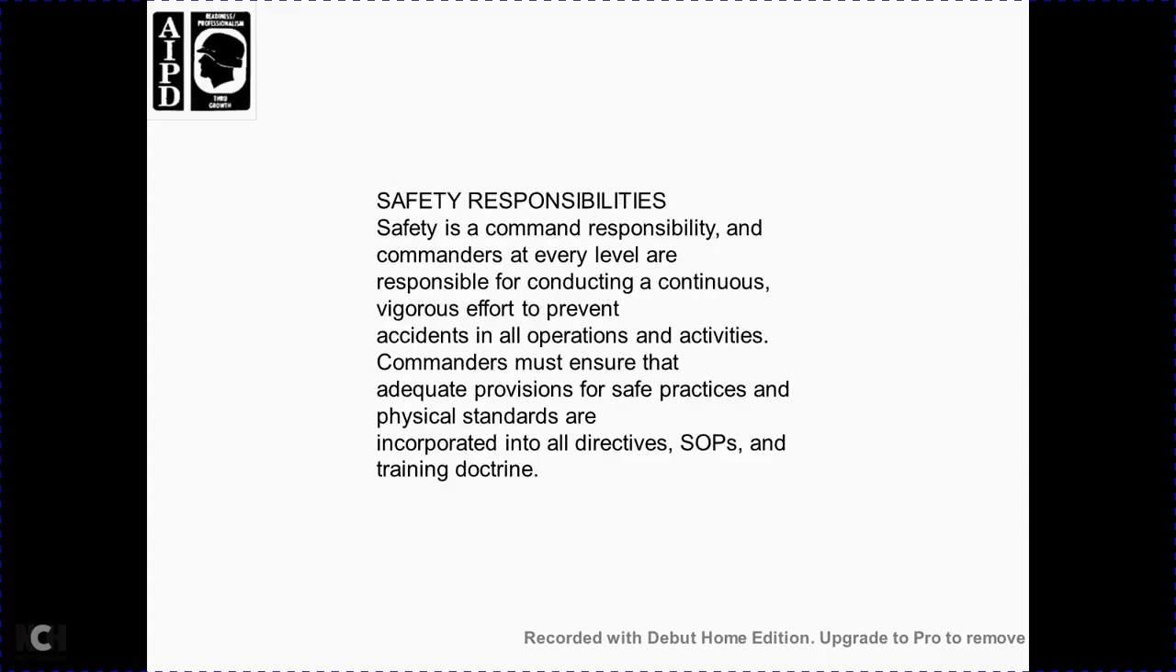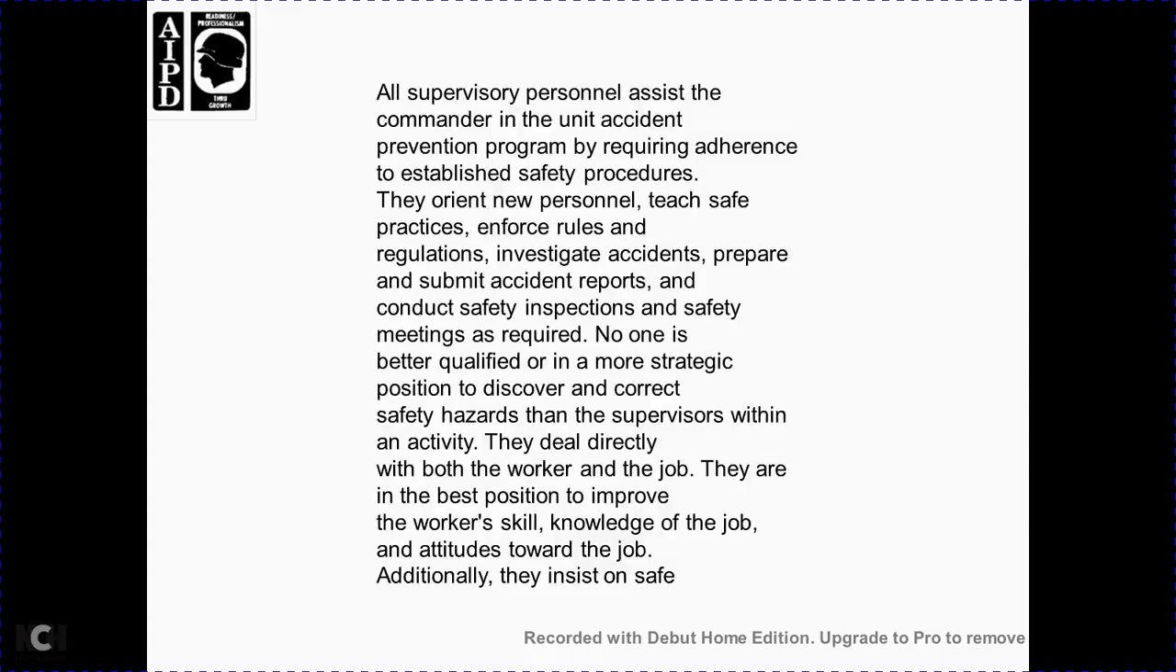Safety responsibility. Safety is a command responsibility. Commanders at every level are responsible for conducting a continuous, rigorous effort to prevent accidents in the operation and activity. Commanders must ensure the adequate provision of safety practices and physical standards, incorporated in all directives, standard operating procedures, and training doctrine.